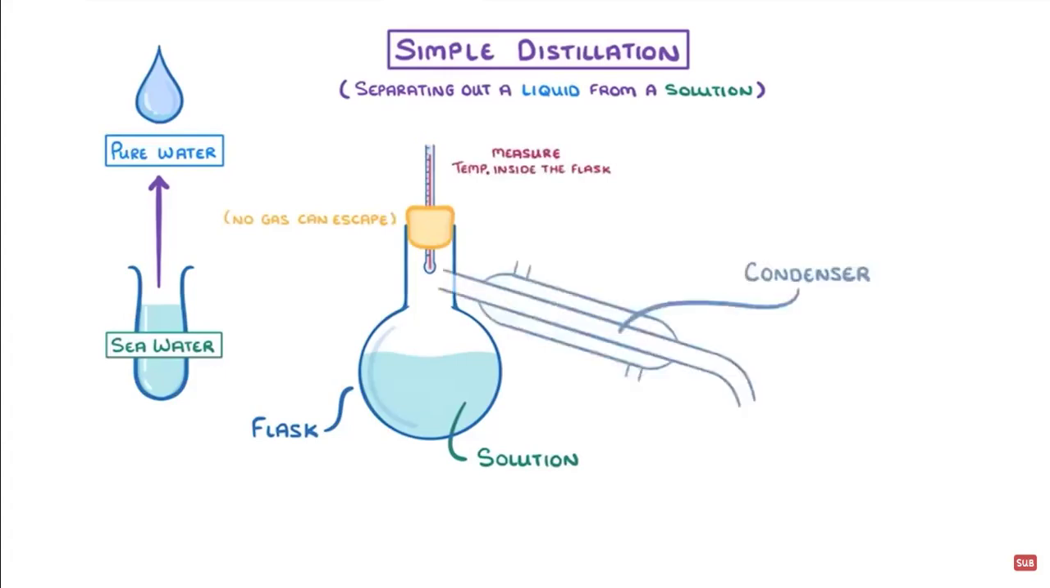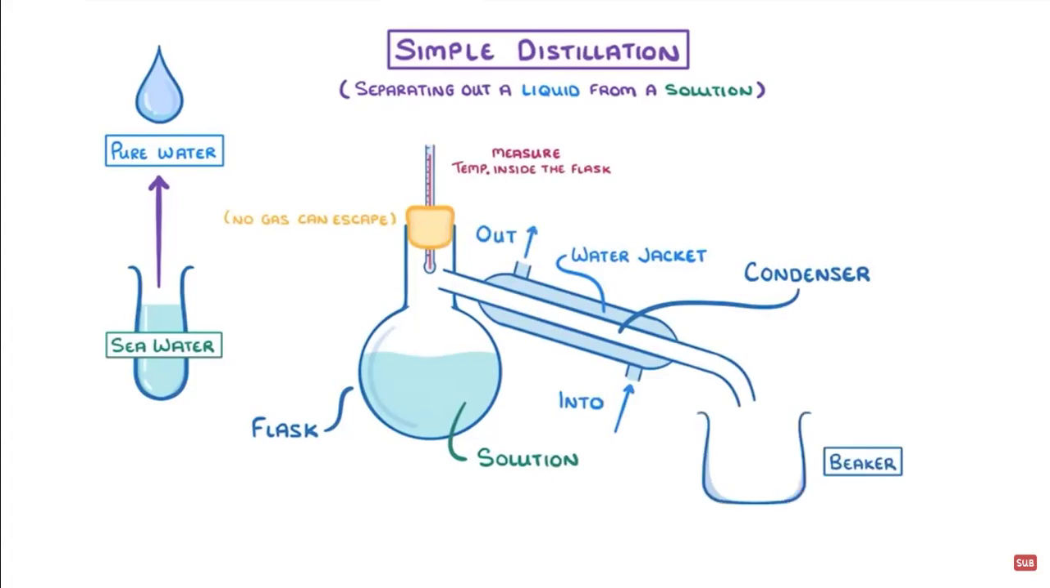Next, we have our condenser, which consists of a main pipe surrounded by a water jacket, which contains a stream of continually flowing cold water, with the water being fed into the water jacket at the bottom and coming out at the top. Then, beneath the end of our condenser, we'll have some sort of beaker to capture our pure liquid. And finally, we're going to need some sort of heating device, like a Bunsen burner, which we place under the flask.